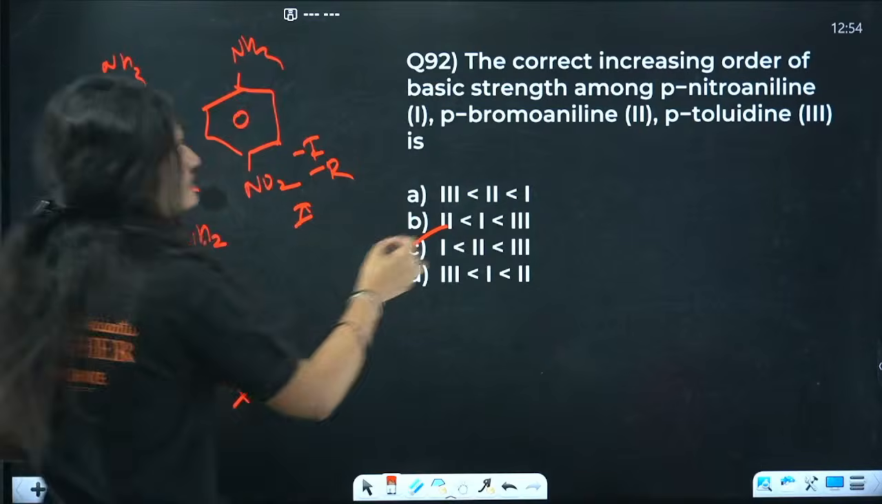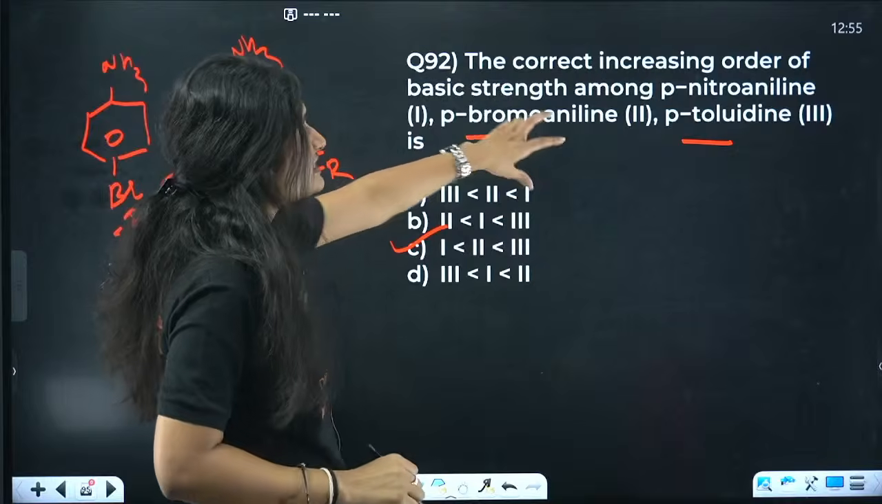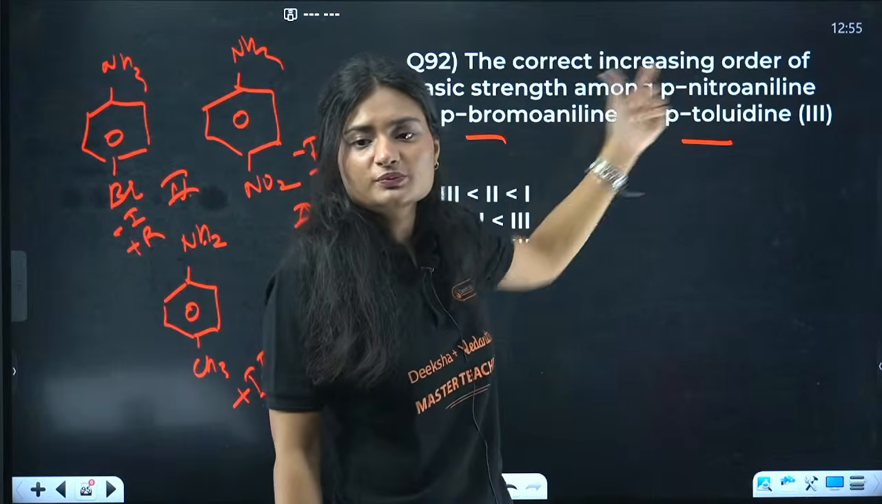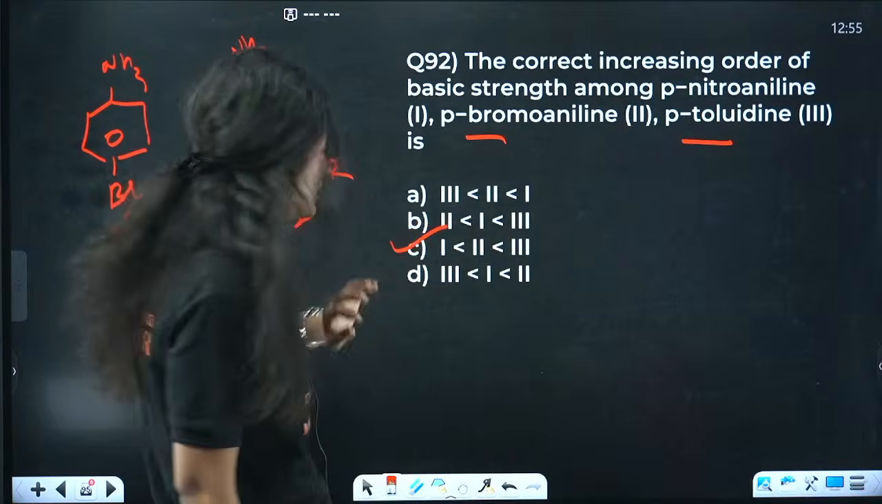Increasing order of basic strength: nitro, bromo, toluidine. Again, we are looking for basic strength. These are electron withdrawing groups. This is an electron withdrawing group. This is also electron withdrawing, and this is donating. So the order should be 1, 2, 3.